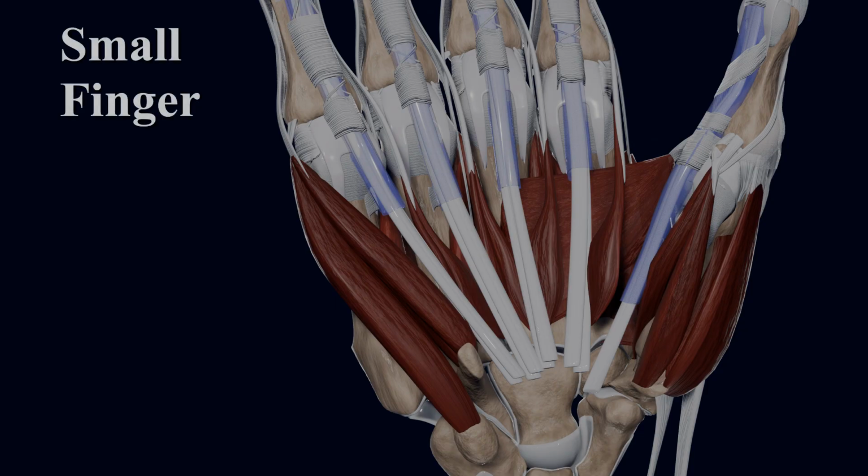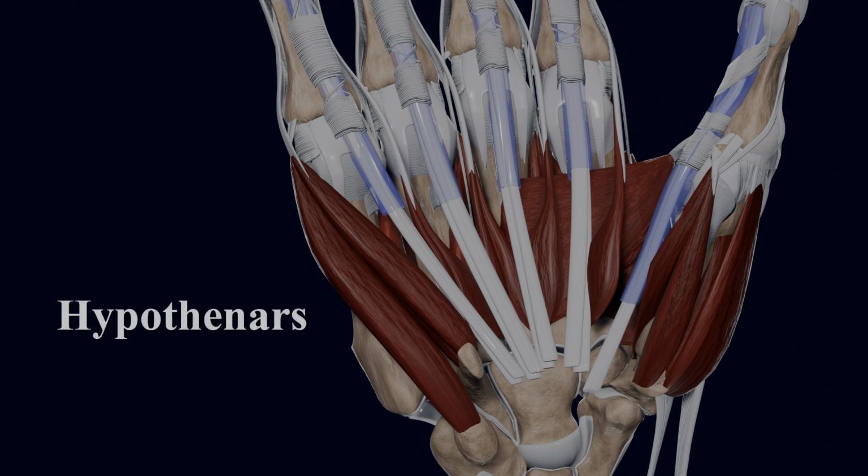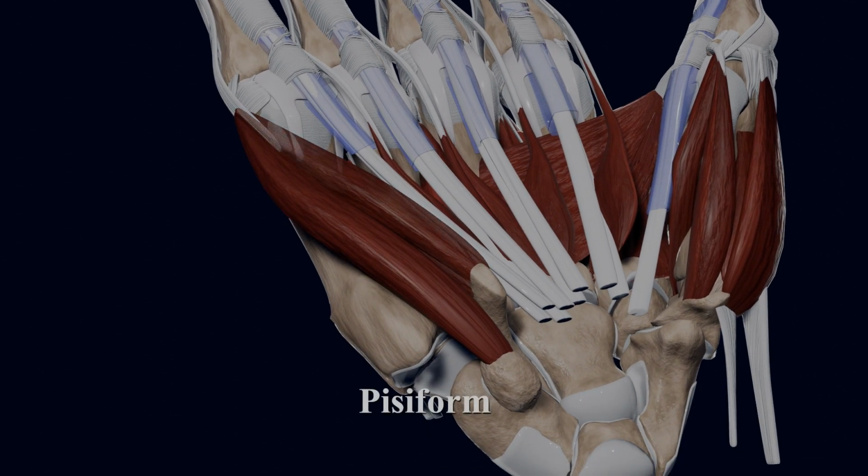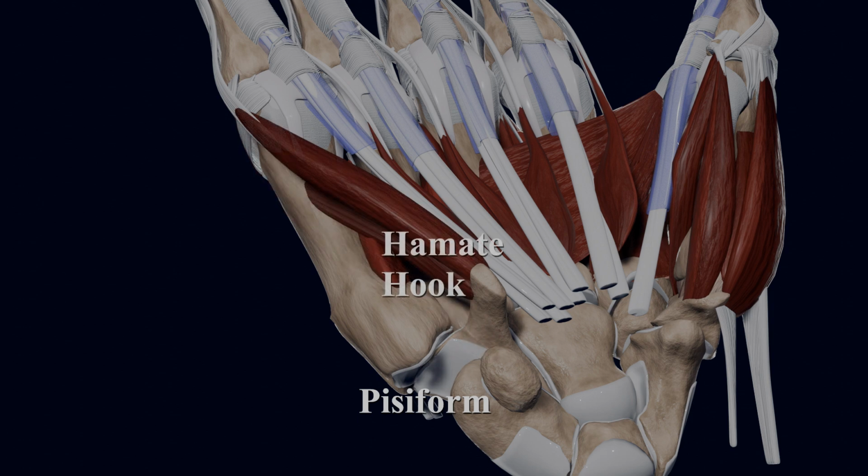The fifth digit has 3 extrinsic muscles, excluding the extensor carpi ulnaris, and 5 intrinsics. The volar interosseous and lumbrical have been previously discussed. The remaining 3 intrinsics are referred to as the hypothenars. The abductor digiti minimi, flexor digiti minimi, and opponens digiti minimi have origins and insertions analogous to the thenar counterparts. The abductor originates from the pisiform and the other 2 from the hamate hook.